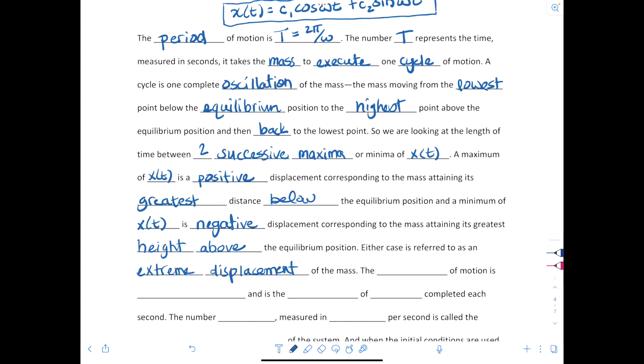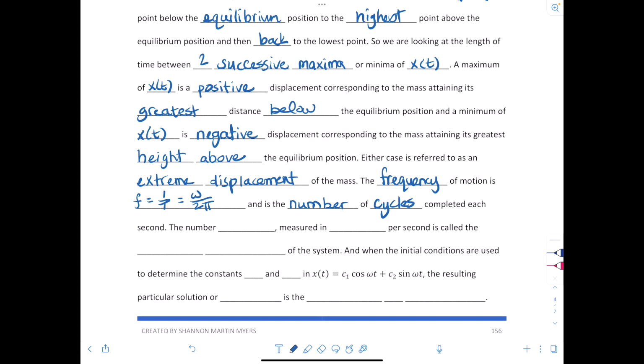The frequency of motion is f equals 1 over T. Well, when you go 1 over 2 pi over omega, that omega is going to jump to the top and you'll get omega over 2 pi. And that is the number of cycles completed each second.